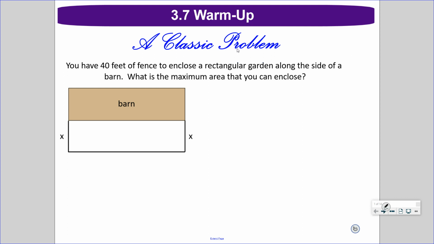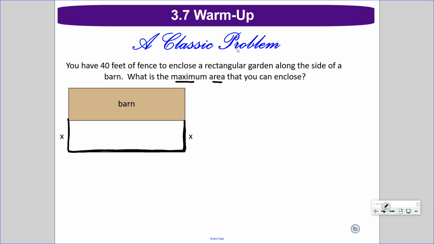Anyways, we have 40 feet of fence to enclose a rectangular garden alongside of the barn. What is the maximum area that you can enclose? All right, so they gave us this picture here, a barn. We have 40 feet of fencing to cover this fence. We don't need fencing along the barn because it's going to be bordered by the barn.